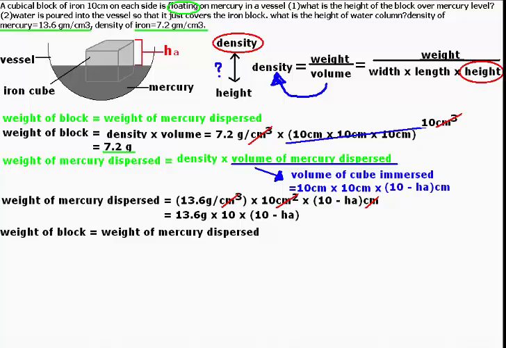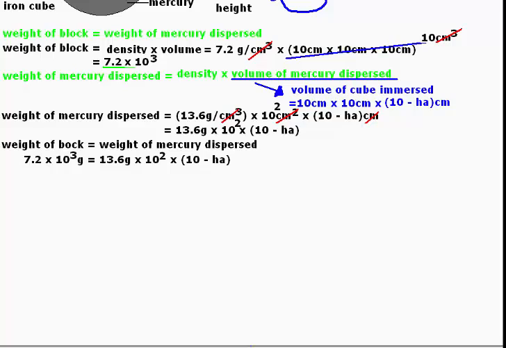Now that we know what the weight of the block is and the weight of mercury displaced, we can equate the two equations to each other. So 7.2 times 10 cubed grams equals 13.6 grams times 10 squared times 10 minus HA. We can now simplify this equation by dividing 7.2 times 10 cubed grams by 13.6 grams times 10 squared. And this can be further simplified to solve for HA. And now we can move on to the second part of the question.